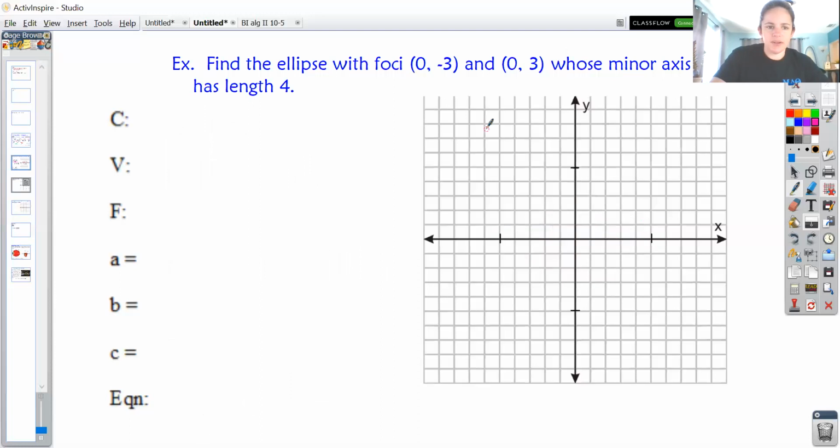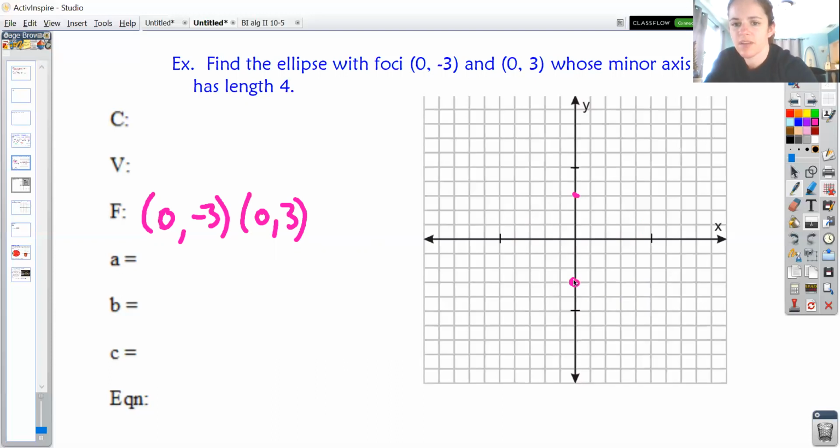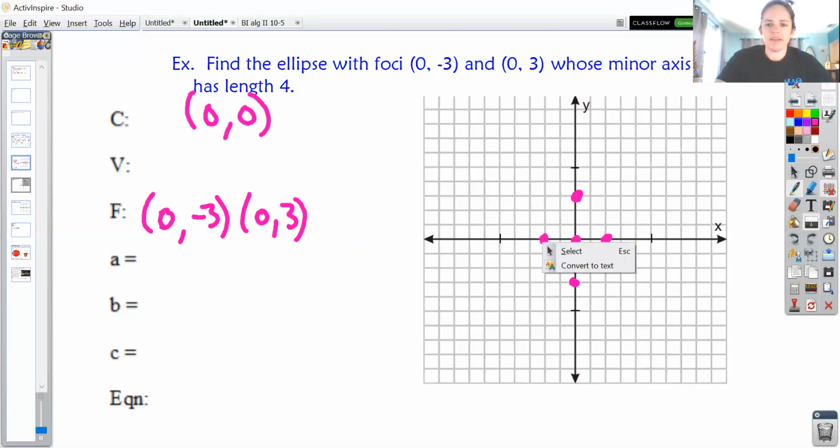So here's one that they all just kind of give us different pieces of information. In this one, if the foci are at (0, negative 3) and (0, 3), then I can go ahead and plot those. And if I split the distance, that tells me that the center is going to be at (0, 0) again. And then it says the minor axis has length 4. So that means that I must be from the center going 2 units each way in the direction that does not have the focus.